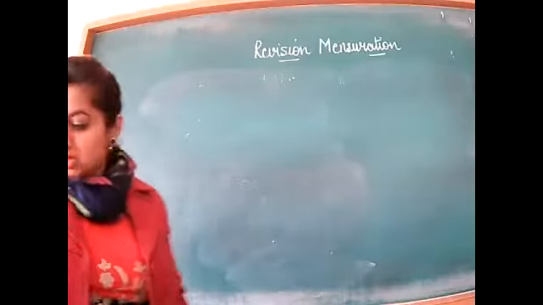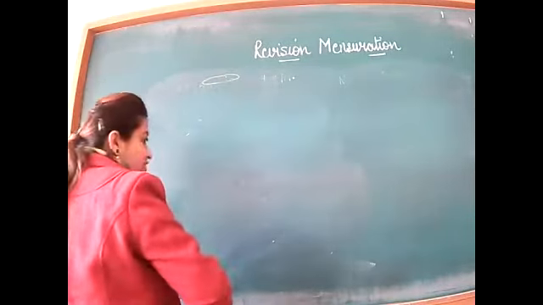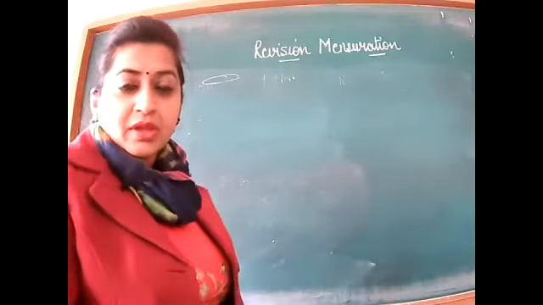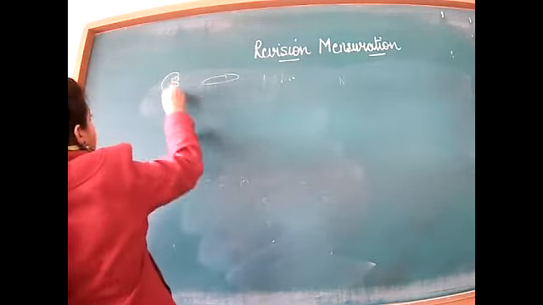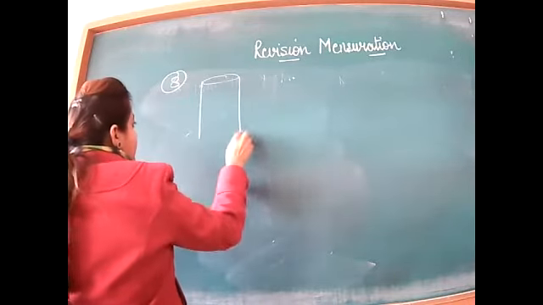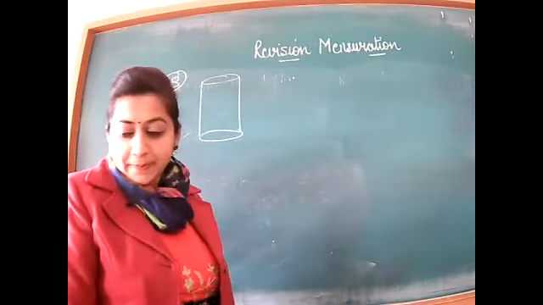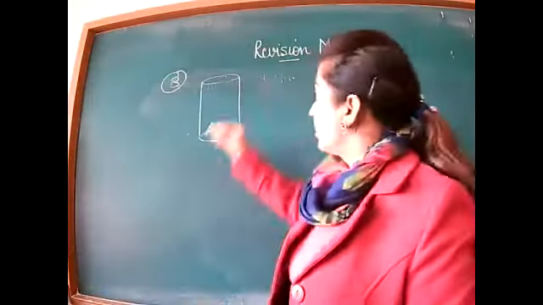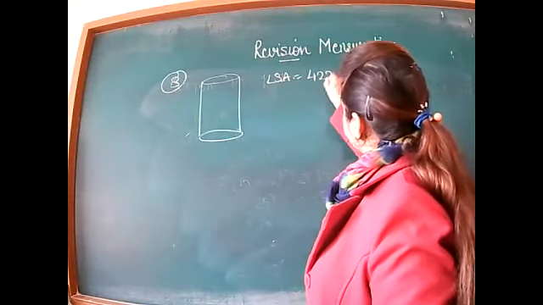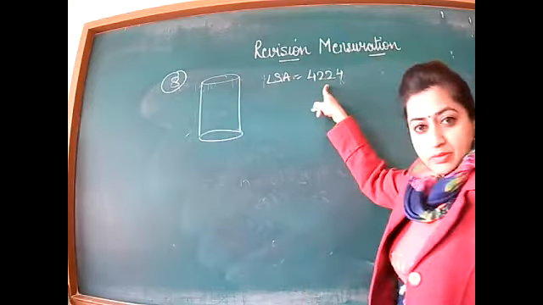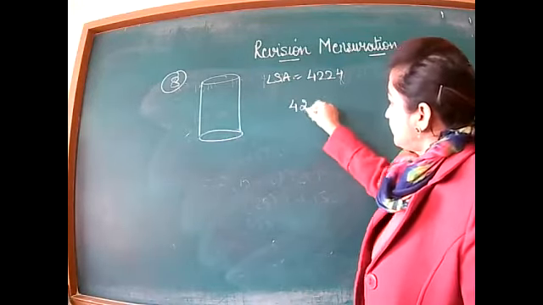Listen how you will do this. Actually, we are having one rectangle. Kavish, can you explain? Ma'am, in this the area of the cylinder will become the area of the rectangular sheet. Area of cylinder is equal to area of rectangular sheet.